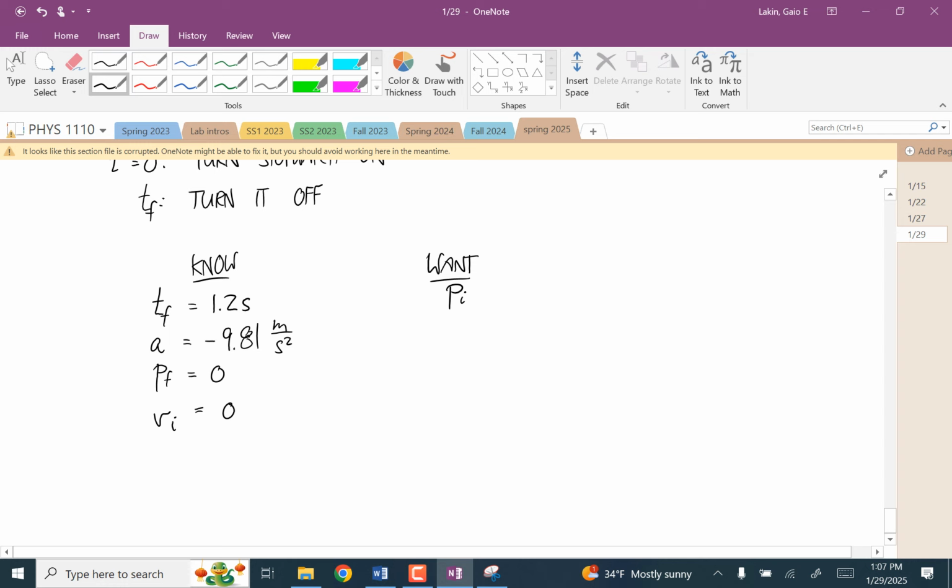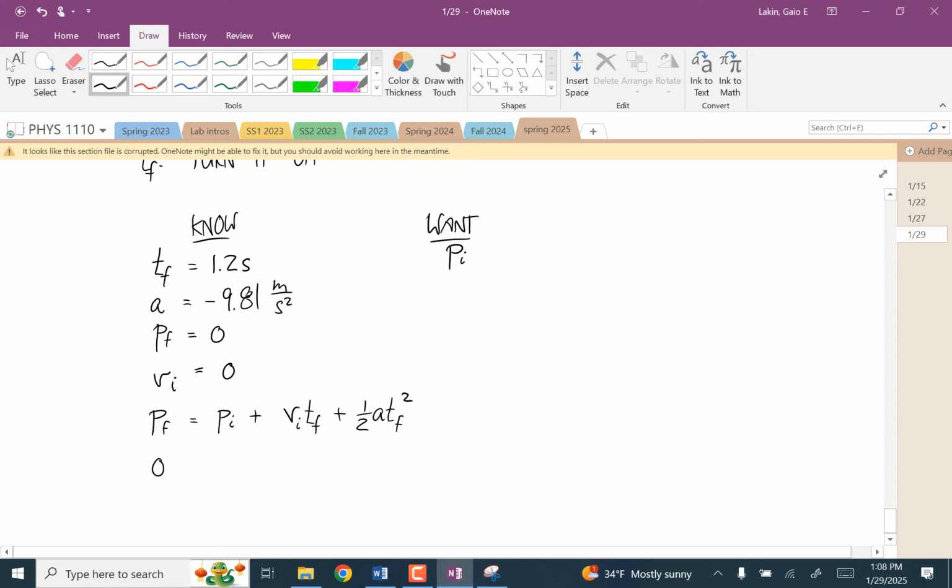Is there an equation that works with these? I think probably this one will. PF is equal to PI plus VI TF plus 1/2 A TF squared. It has PI in it. Everything else is known. So yeah, this one will work.